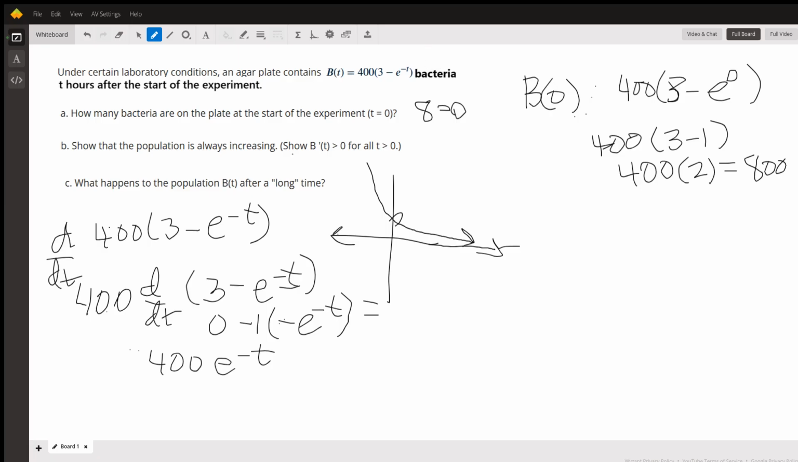E to the minus t is always positive. So this is 400 times a positive number, which is positive. The derivative is always positive. When the derivative is positive, it means it's increasing. So it's always increasing because the derivative is always positive when t is greater than 0.